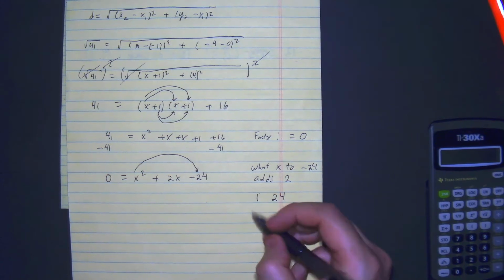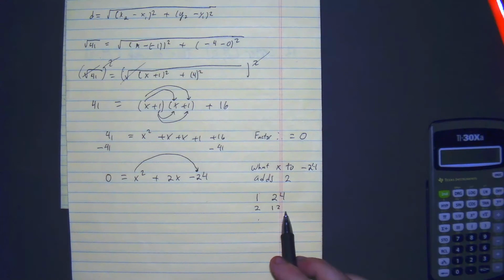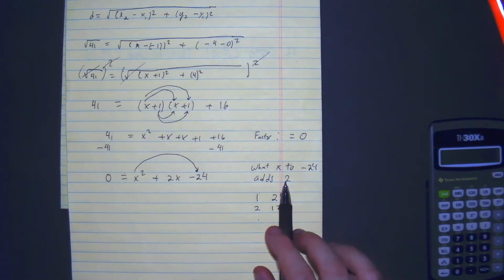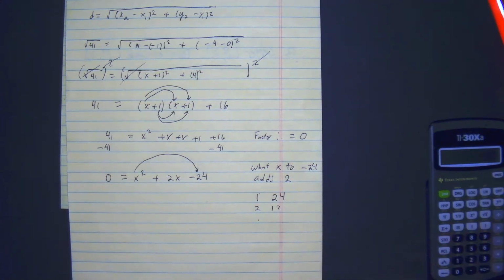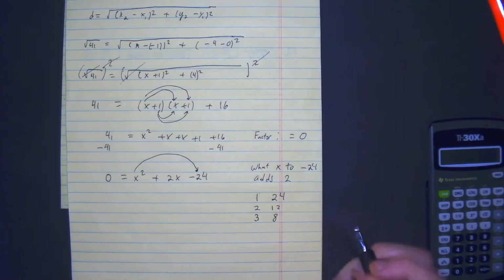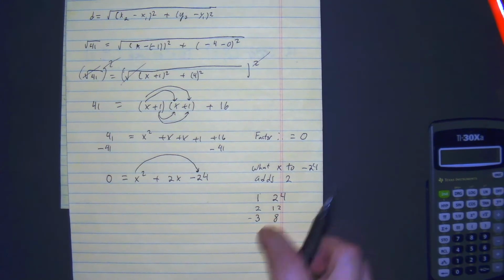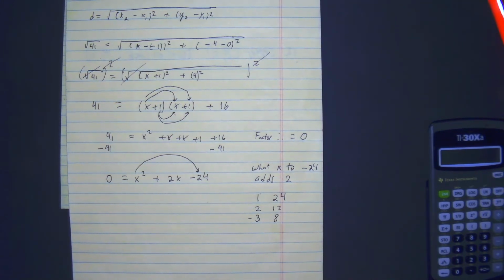So let's try the next one. 2 and 12. 2 times 12 is 24, but there's no way it could add to 2. So let's try the next one. 3 and 8. 3 times 8 gives me 24. If I even make this 3 negative, the lowest it can get is 5. So we didn't get what adds to 2 yet.